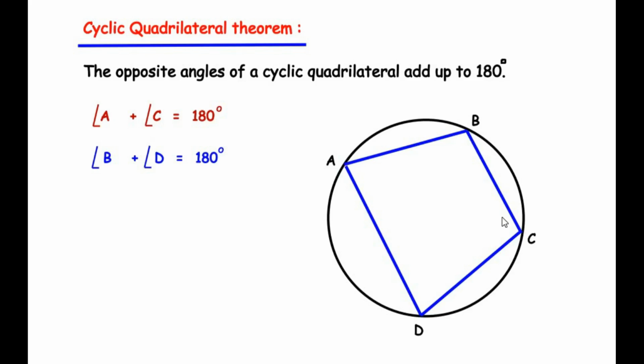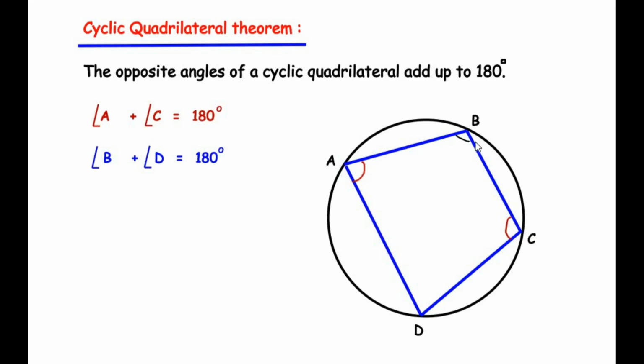So here we can see that all the vertices of this quadrilateral ABCD are touching the circumference of the circle. So we call this a cyclic quadrilateral. Now according to this theorem, the opposite angles of this cyclic quadrilateral will add up to 180 degrees. Now here in this diagram, angle A is opposite to angle C. So when we add up these 2 angles, we should get 180 degrees.